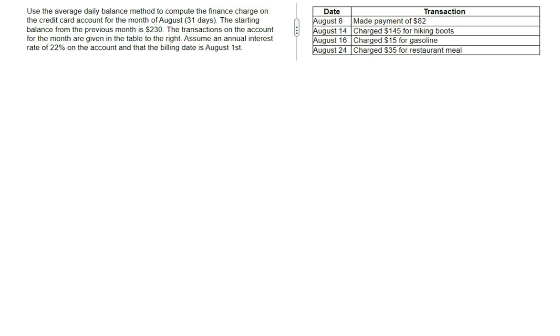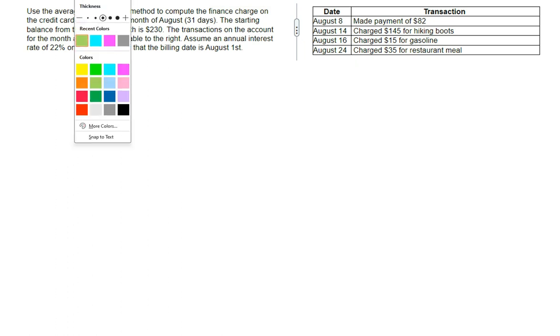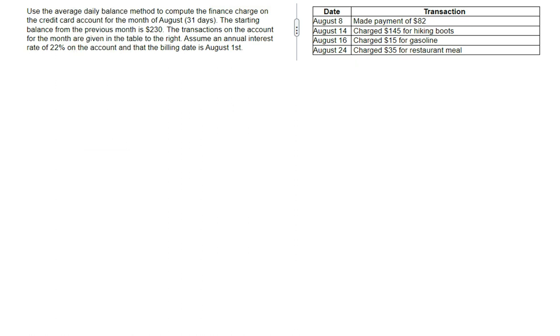Okay, this problem involves the average daily balance, and so you have to keep track of all 31 days in August, and we're going to do it organizationally. The first thing I'm going to notice is the starting balance from the previous month is $230.